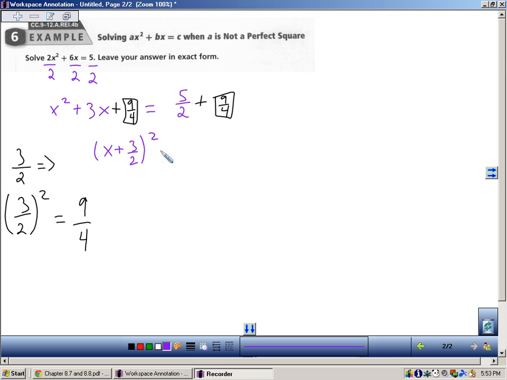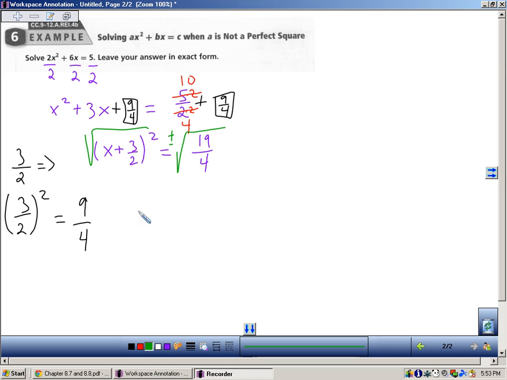Now that's going to equal, okay, what's my common denominator here? My common denominator here is 4. So if I multiply this by 2, it ends up being 10 over 4. So 10 fourths plus 9 fourths is 19 fourths. Okay, let's take the square root. And so we're going to end up with plus or minus, right?